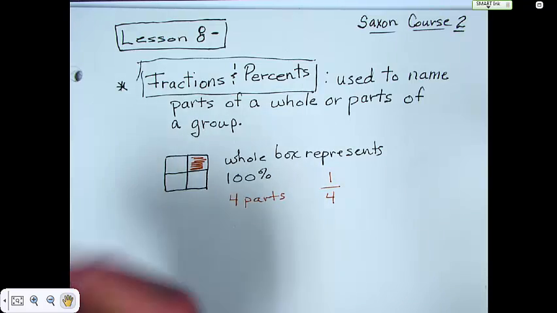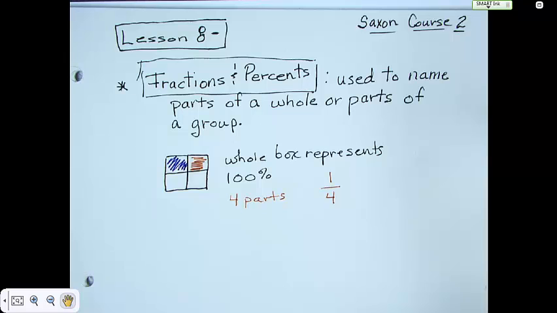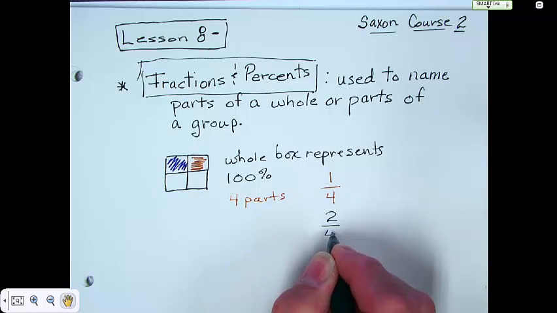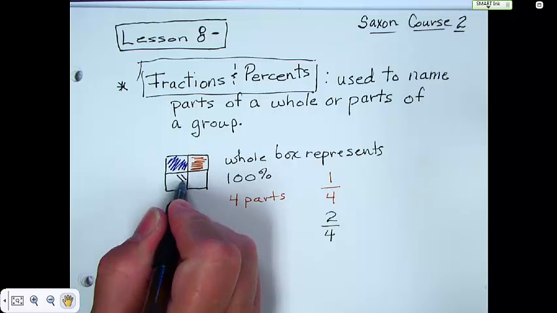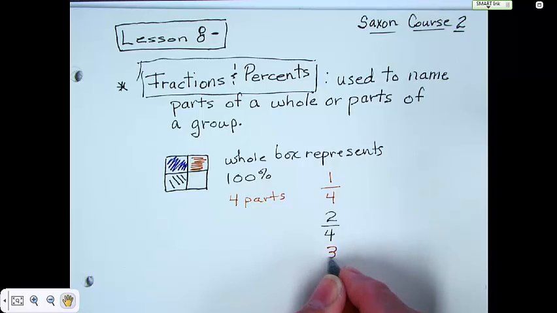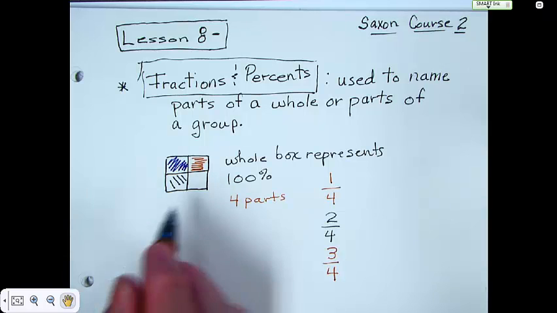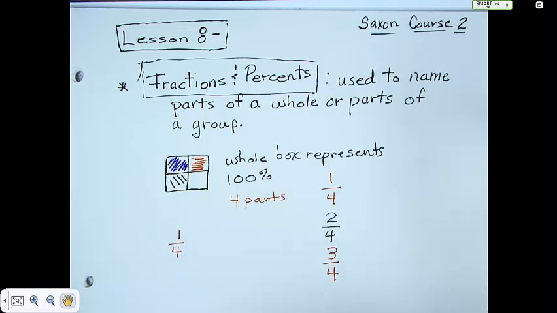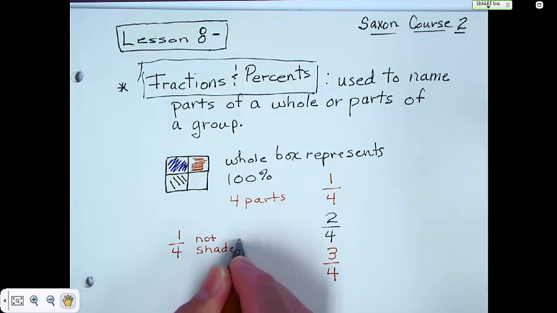Now, if I were to shade another part of this whole, now I have 2 parts of the whole shaded, and so it would be 2 parts of 4. Same thing if I were to shade this third part, then I would have shaded 3 parts of the whole. Okay? Now, what part is not shaded? Well, this part right here is not shaded, so one part of the whole is not shaded. So that's the basic idea of fractions.